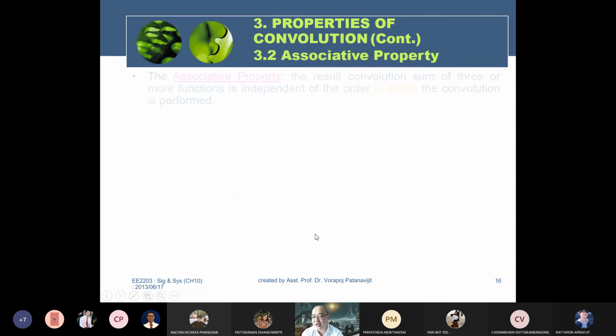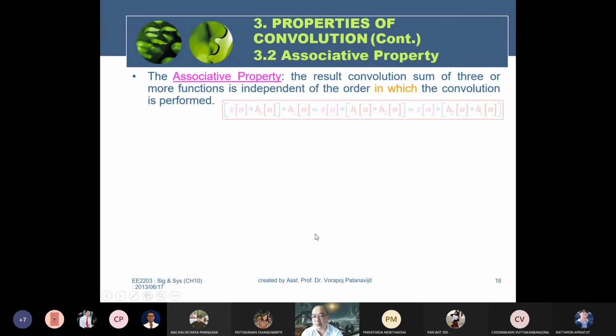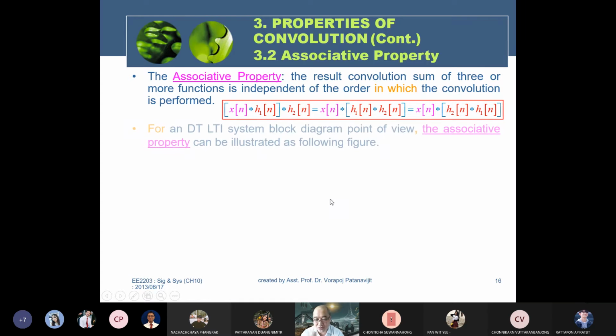Next one is the associative property. The associative property says the result of the convolution sum of three or more functions is independent of the order in which the convolution is performed. If you must take three convolutions, you can take either two first. For example, you can take x and h1 first, or you can take h1 and h2 first, or h2 and h1 first. It depends on you; you can compute either pair first.